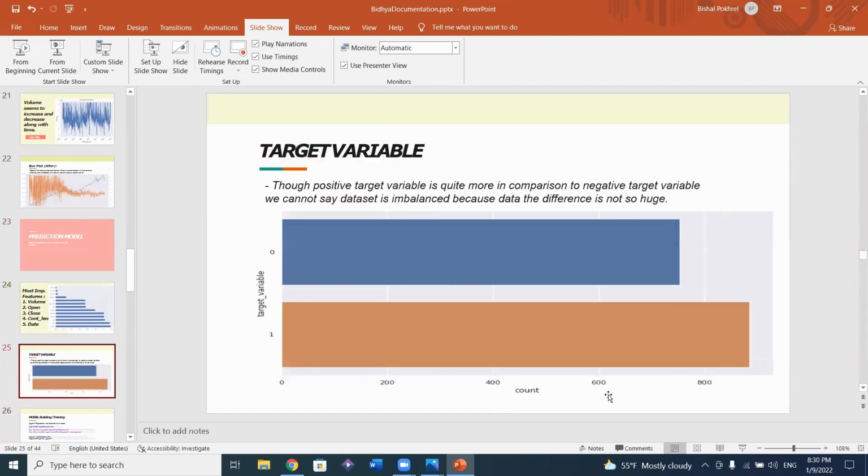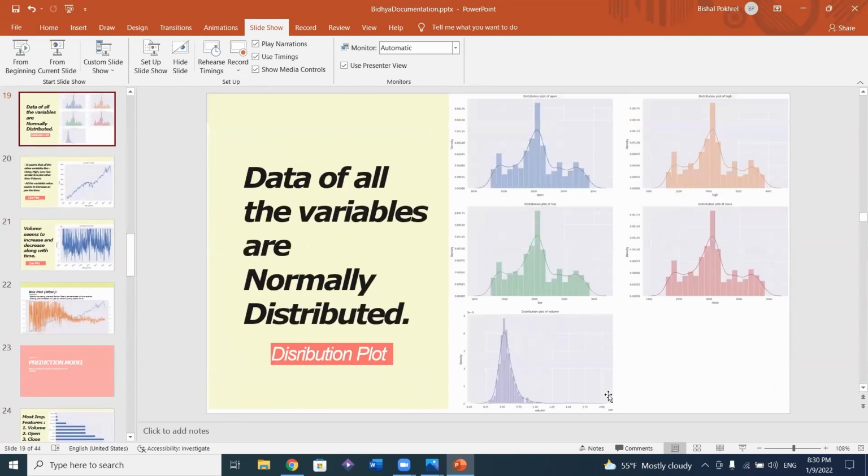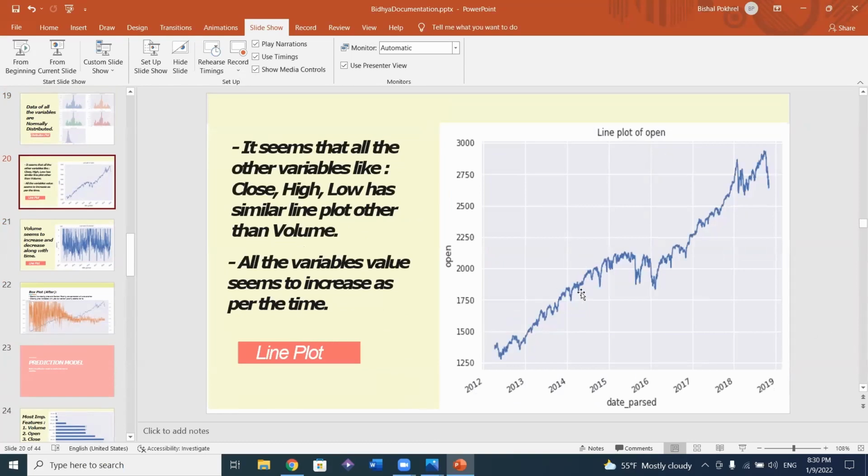This graph, you can see the line plot here, right? So using this line plot, you can check what kind of trend your data is following. On the basis of that trend, you can use different time series analysis models.